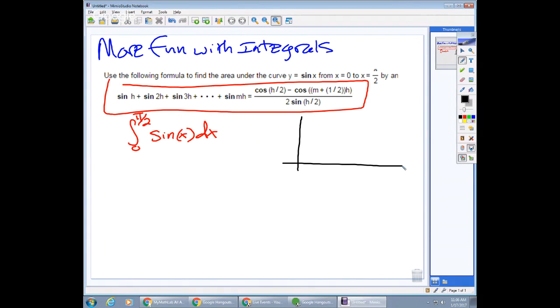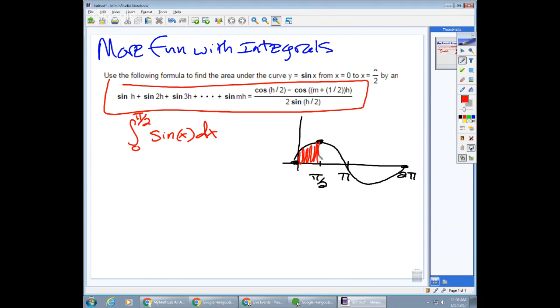So the sine starts at 0. It has a complete cycle from 0 to 2 pi. So half a cycle is up to pi. So it must peak at pi over 2. So there's a rough sketch of the sine. And I'm pretty sure we want that area right there.